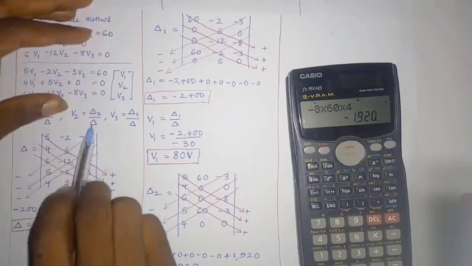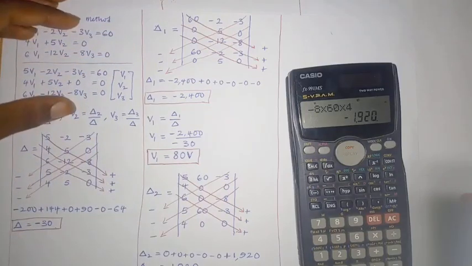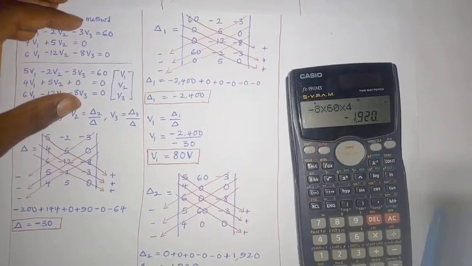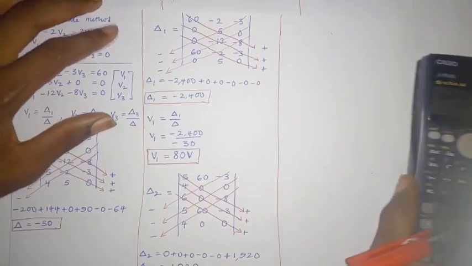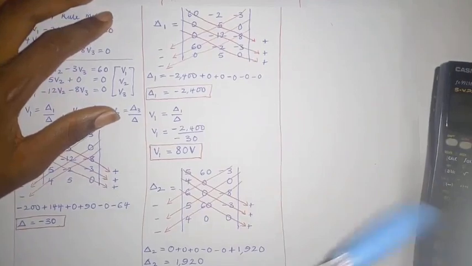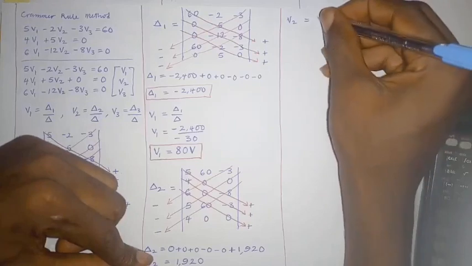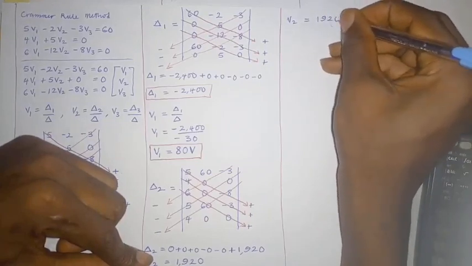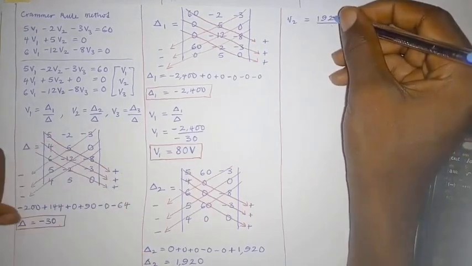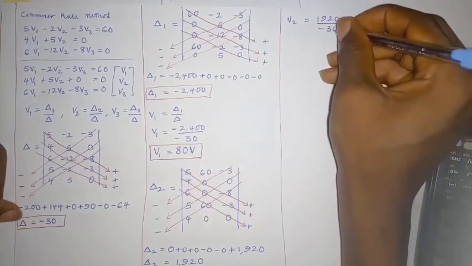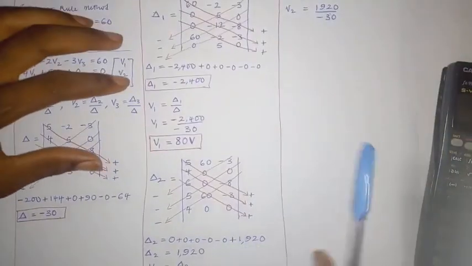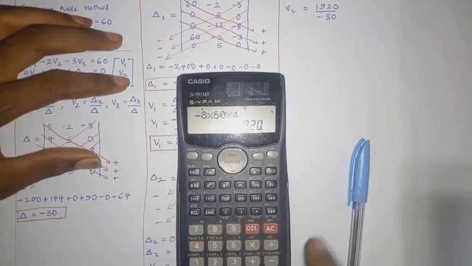If you want to get the V2, what are we going to do? Don't forget the formula. The formula is here. V2 equal to determinant 2 over determinant. I'm just writing it so you can remember. So you now say V2 equal to determinant 2, which is 1920, over our determinant. What's our determinant? Minus 30. So let's try that. It's still on my calculator.